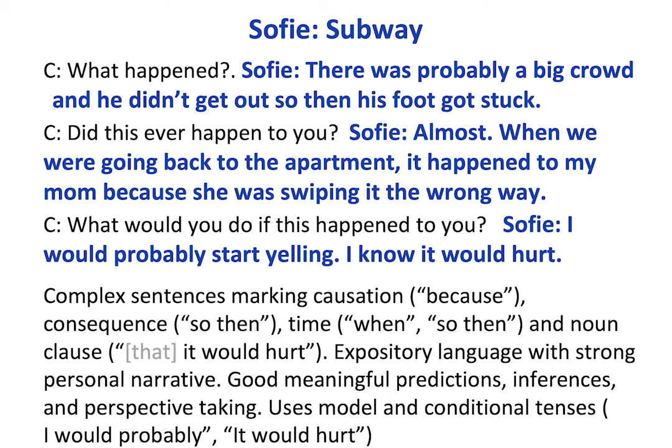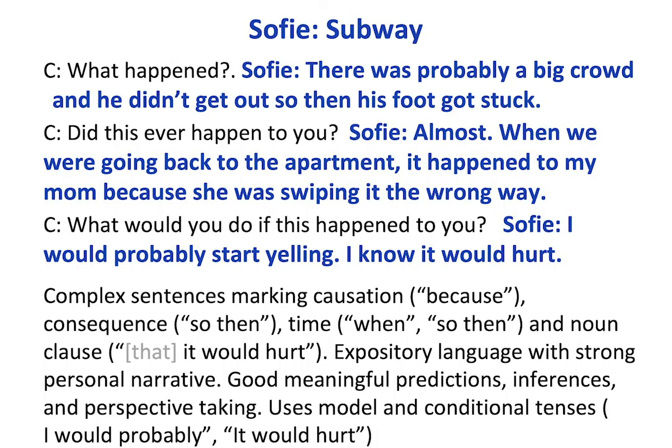You can see what happened when she said there was probably a big crowd and he didn't get out, so then his foot got stuck. She completely tells us the story. She doesn't just say his foot got stuck. She then gives us a context for how that might have happened. Problem solving, making inferences, and using a nice dependent clause right here. So then his foot got stuck out. Here's a got stuck. Here's the consequence.